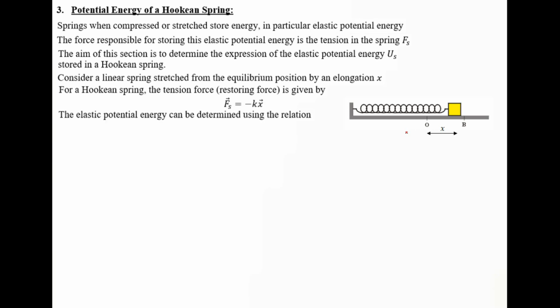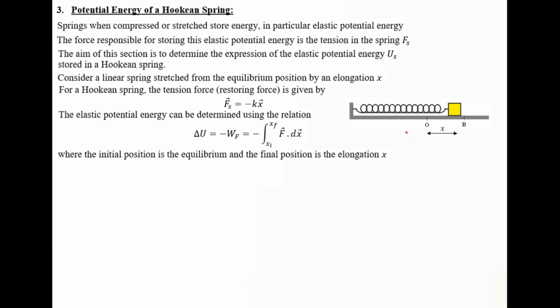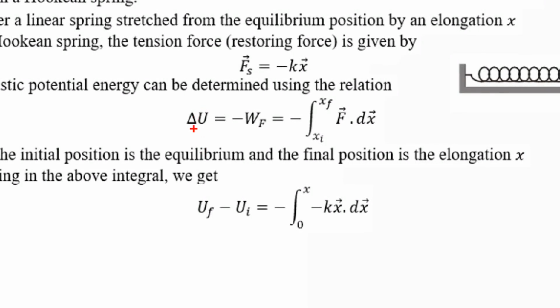The elastic potential energy can be determined using the relation delta U is minus the work done by the force, which is minus the integral from the initial position to a final position of F dot dx, where the initial position in this case is the equilibrium and the final position is the elongation x. Replacing in the above integral we get, so delta U would be U final minus U initial, minus the integral, where the initial position is 0 because this is the equilibrium position and the final position is given by x.